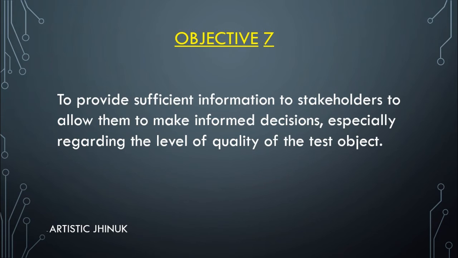The seventh objective of testing is to provide sufficient information to stakeholders to allow them to make informed decisions, especially regarding the level of quality of the test object. When we perform testing, we exactly know about the quality of the product and the risk associated with it. So it's the tester's responsibility to provide sufficient information about quality and risk of the product to the stakeholders, so that the stakeholders can take the right decision about the product release or about the test object.